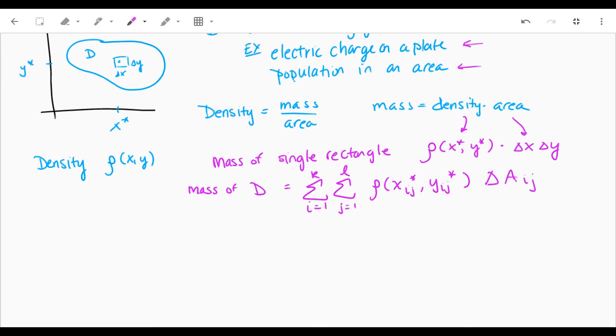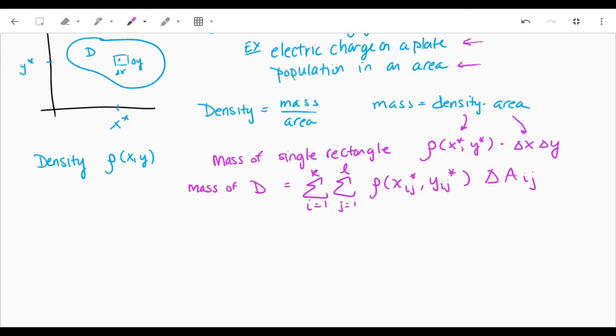Okay, and then as we know, oops, I'm sorry, I left out an important part there. It would be approximately equal. So it would equal the limit as delta x and delta y go to 0 of that whole summation. Which again, we know we can represent as an integral over D of our density function. Okay, so let's get some examples here.